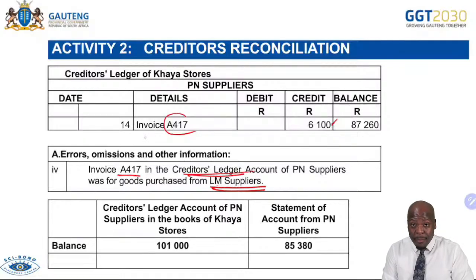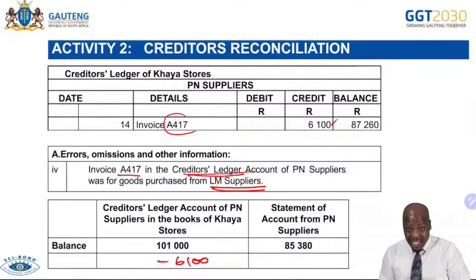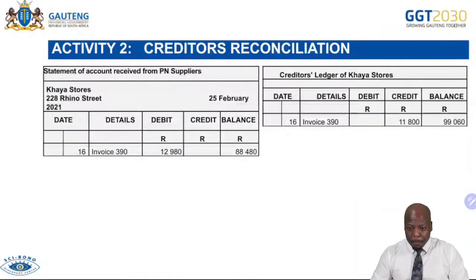Remember, it's an invoice. An invoice was added. So to take it out, you minus it. So you come here, you say minus 6,100 because it was an invoice. So we subtract it. All right. Remember, it could have been something different. So you have to understand what was done first before you can correct it. Let me move on to the next one.